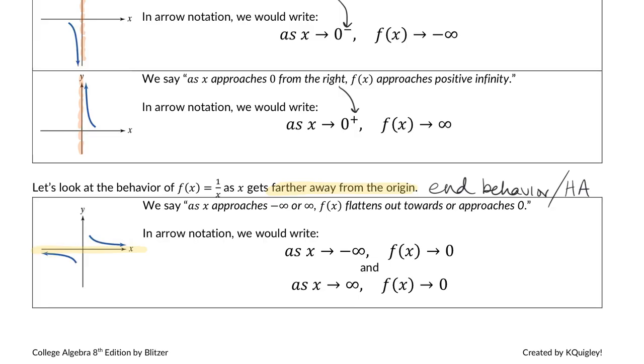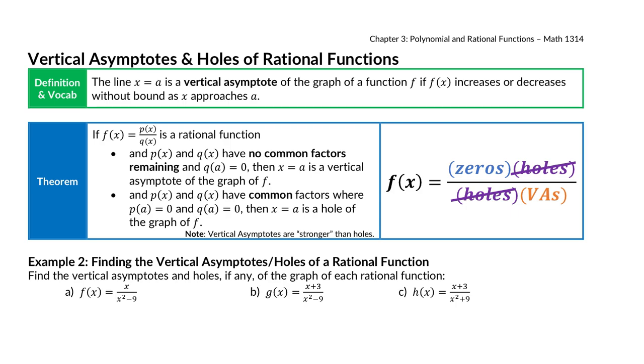Now, all of that's fine and well, but if we don't know how to find the values of the vertical asymptotes and the horizontal asymptotes, we're kind of stuck when it comes to graphing these functions. So on the next page, we're going to go over how to actually find the vertical asymptotes and the holes.